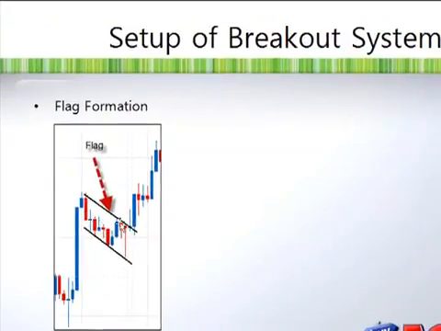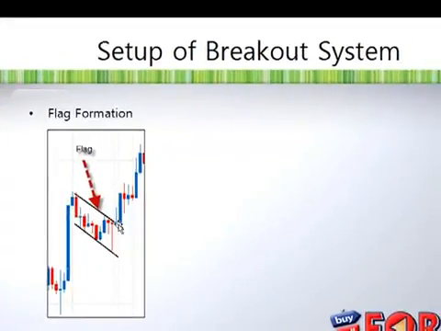A flag formation looks like a flag on a pole. You can see this. Okay, for a flag formation, it must have a long candle which acts as a pole, and this is what we call a flag. And once you break out of the flag, you see the movement that it makes. This is what we call the breakout system.